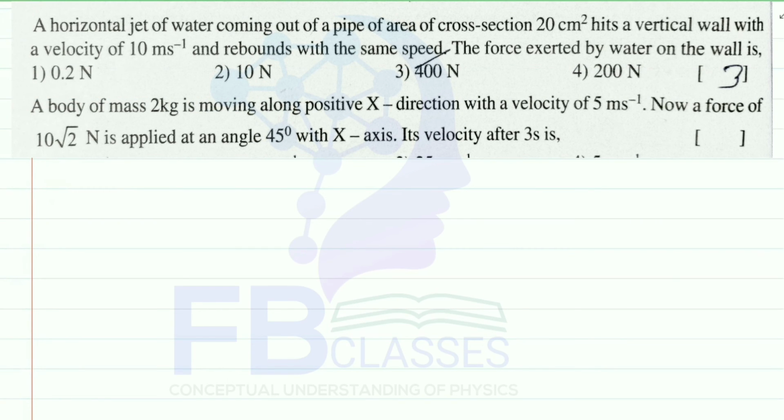Dear students, I am going to read the question. A horizontal jet of water coming out of a pipe of area of cross section 20 centimeter square hits a vertical wall with the velocity of 10 meter per second and rebounds with the same speed. The force exerted by the water on the wall is? Options are given: 0.2 Newton, 10 Newton, 400 Newton and 200 Newton. Okay.